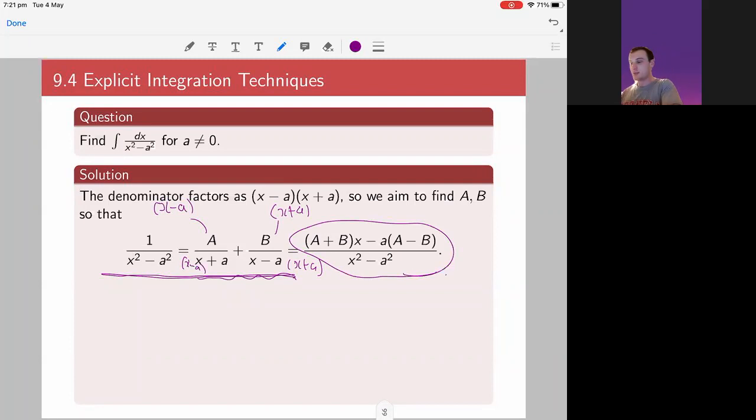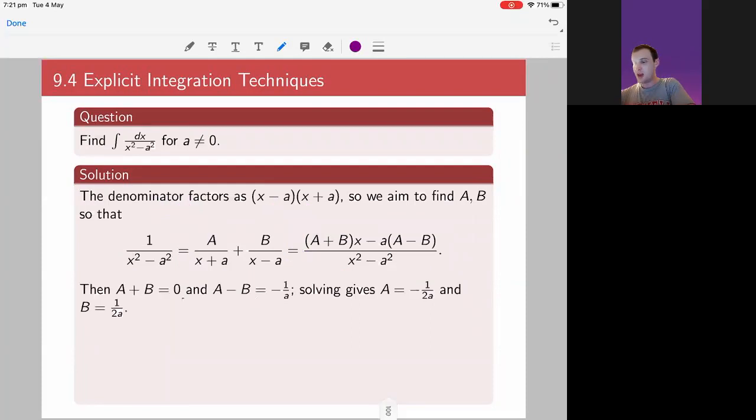I need a plus b times x to be equal to, well, there are no x terms here, so I need a plus b to be equal to 0. And I also need a minus b to be equal to minus 1. We may see that we've got almost these exact same computations occurring in the chat at the same time, so that's good.